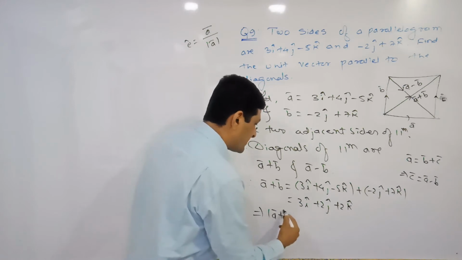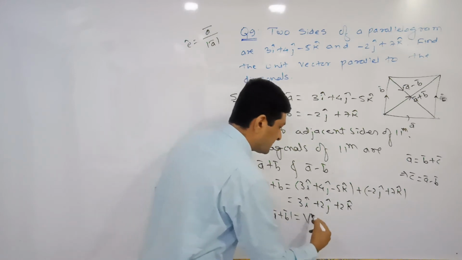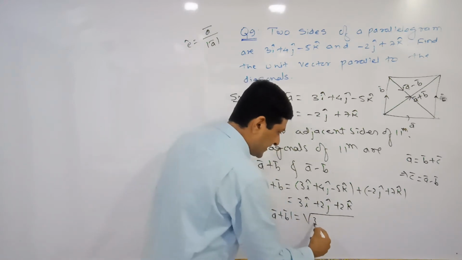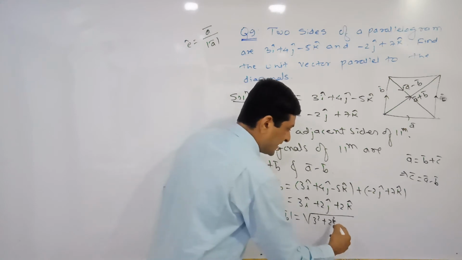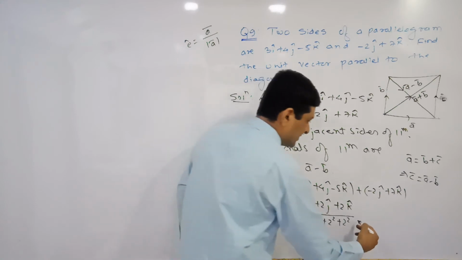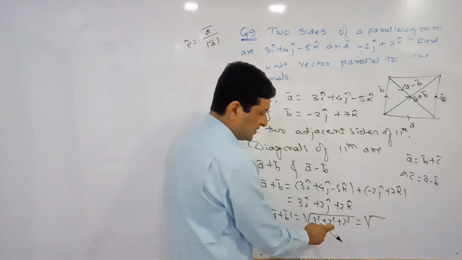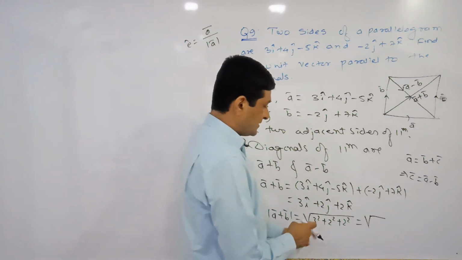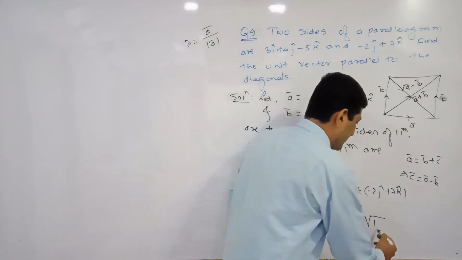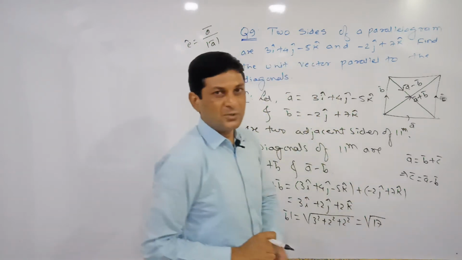So the magnitude of A bar plus B bar is equal to under root 3 square plus 2 square plus 2 square, which is equal to under root 4 plus 4 is 8, and 8 plus 9 will be equal to 17. So here we have got under root 17.